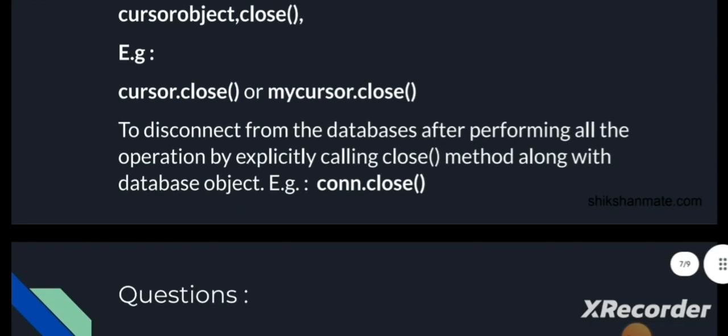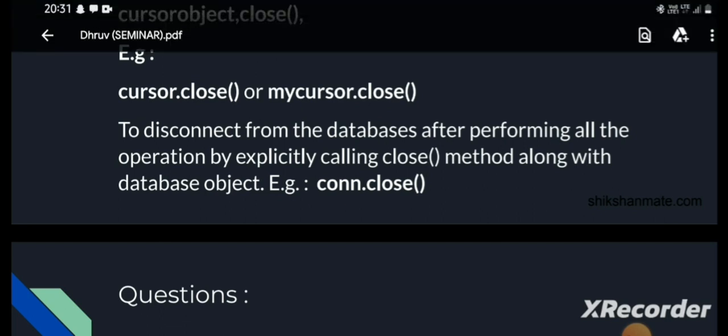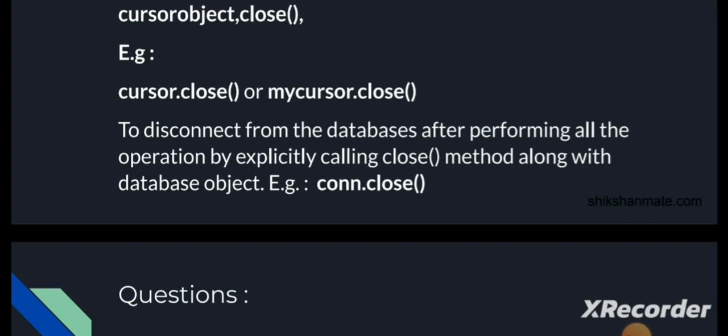And now, to disconnect from the database after performing all the operations, here it is written that for a specific database you can close the connection also by using the close method. Example has been given here, connection.close, right?